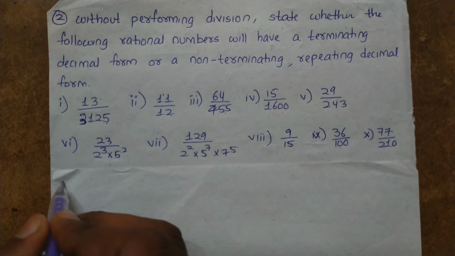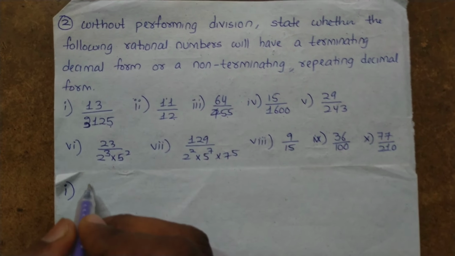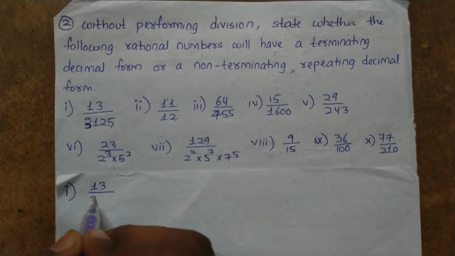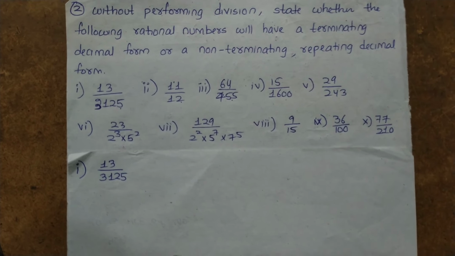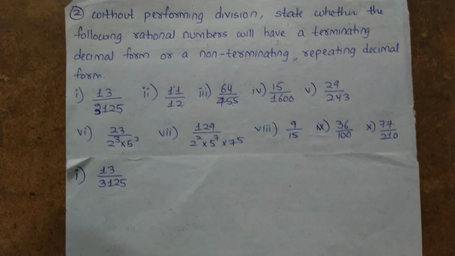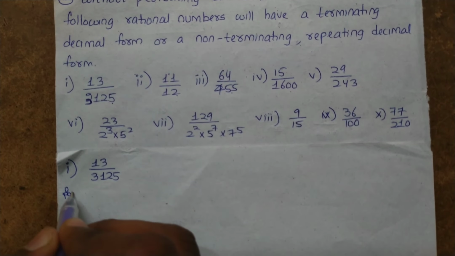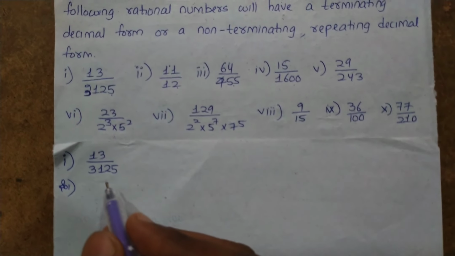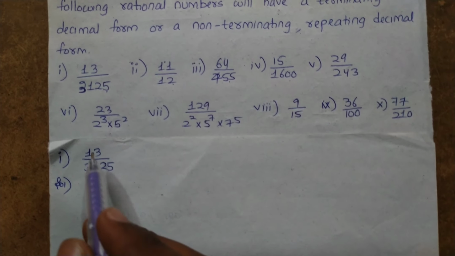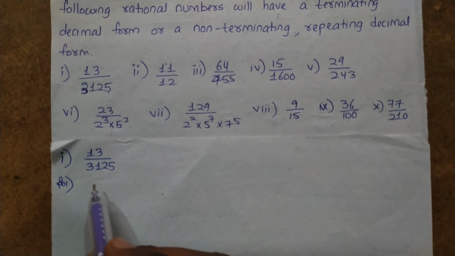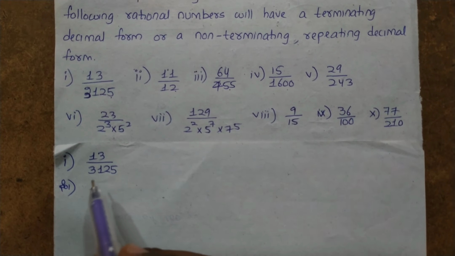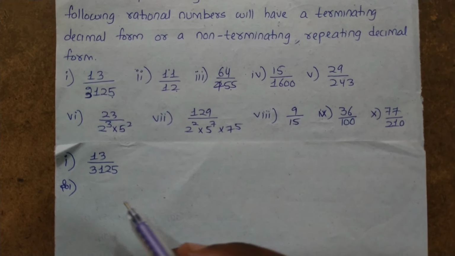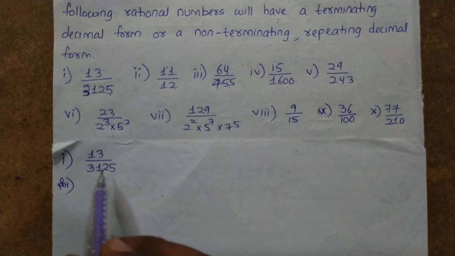You see the first question. They have given 13 by 3125. So now, without doing actual division, can we say whether this particular rational number, which is in the form of p by q, is a terminating decimal or non-terminating repeating decimal? How? Yesterday I have already told you.